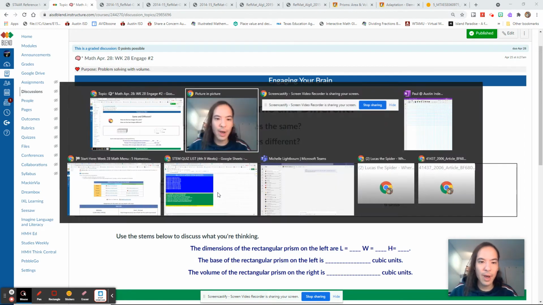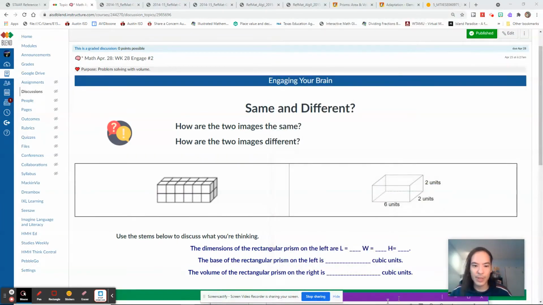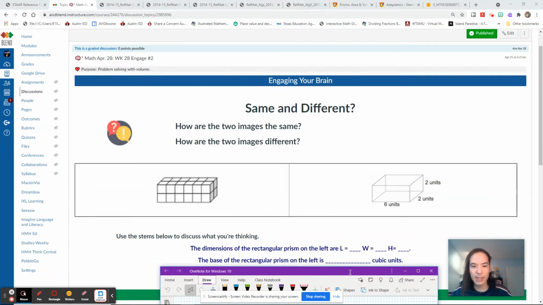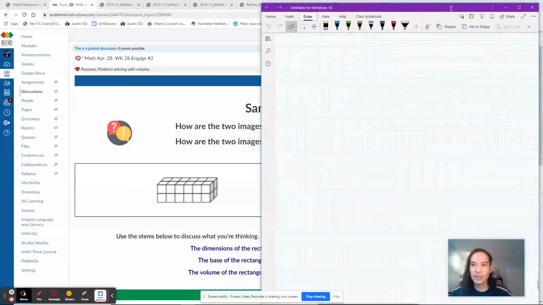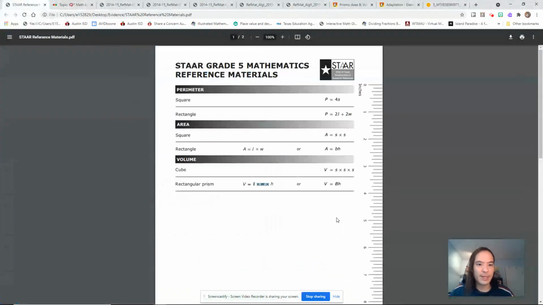All right, so for the next two, we're going to have to use our formulas. It says the base of the rectangular prism on the left is blank cubic units. So remember that base is the same thing as the length times the width. It's really close to your area formula if you're looking at your STAR cheat sheet. Area is length times width. We also know that base is equivalent to length times width.